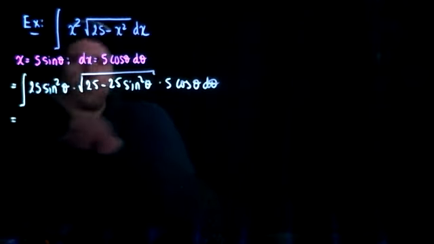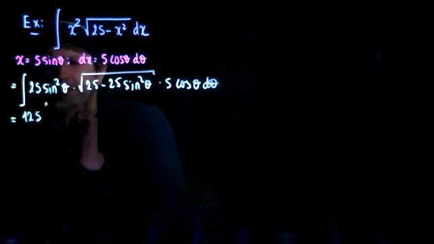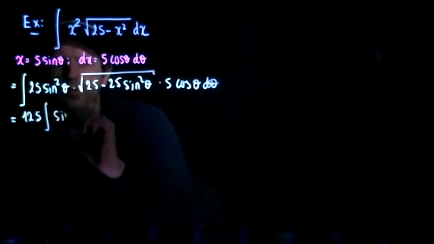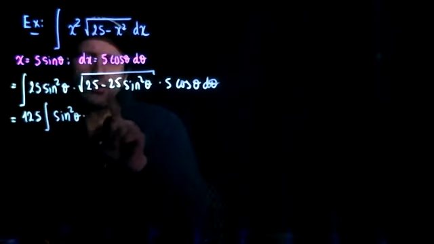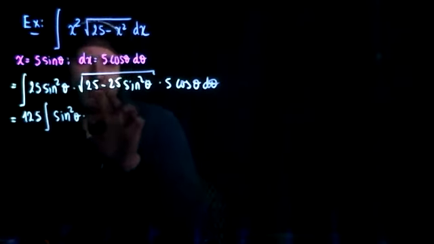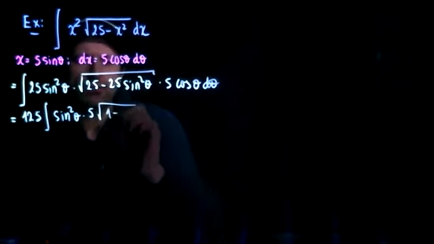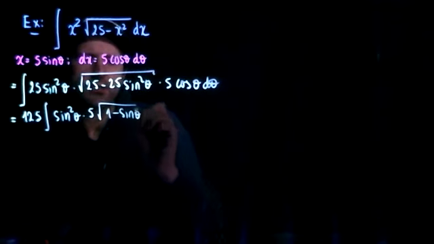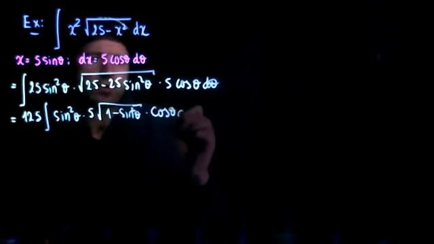So I'll pull out the 25 and I'll pull out the 5, that's 125 outside. Integral of sine squared theta times, and here I could pull out a 25, and outside the root it becomes 5, square root of 1 minus sine squared theta, and times cos theta.